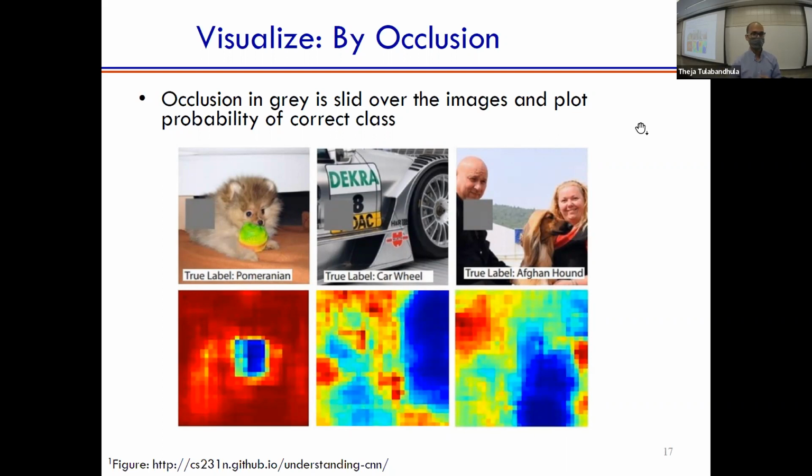Is that clear? Similarly for this car thing here, the true label is car wheel. If you occlude the wheel itself, the probability of you saying it's a wheel is going to go down to 0. But if you occlude other parts, like some corners, it's still red, in the sense that it doesn't influence. But you can see that it's also picking up some other parts. If you occlude this area, the probability that it's a car wheel goes down, which is not correct, right? So this is, for example, an issue.